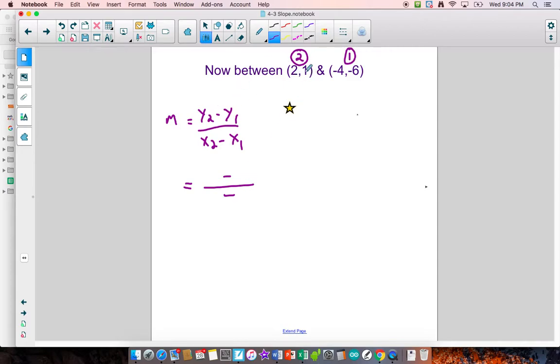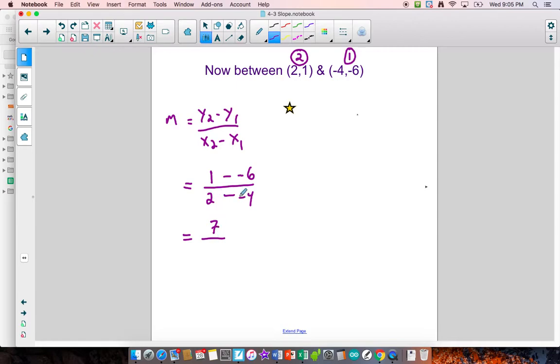I need my y2. My y2 in this case is 1. My y1 is from point 1, which is negative 6. Now on the bottom, x2. So I go to point 2, I grab the x value, which is 2, and then subtracting x1, which is negative 4. Whoa, lots of negatives here. 1 minus negative 6, minus a negative is really a positive, so that's 1 plus 6, which is 7.